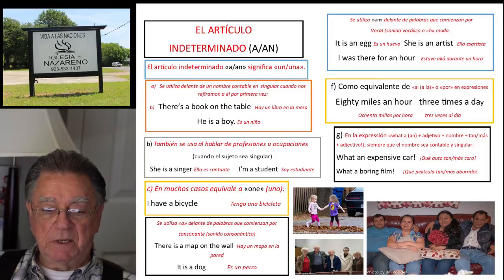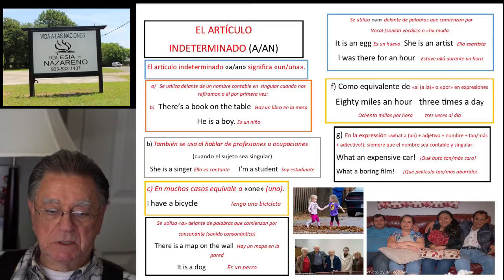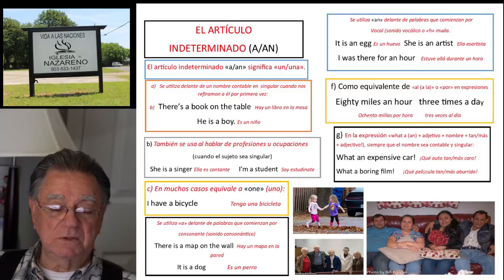También se usa al hablar de profesiones u ocupaciones cuando el sujeto sea singular. Okay, two examples. She is a singer. A singer. We don't know what singer. She's not the singer. We don't know which one it is. She is a singer. Okay. And if she was the only singer in a place, we could change it, but she is a singer. We use a singer. Okay, we don't use the, we use a. She is a singer. Ella es cantante.